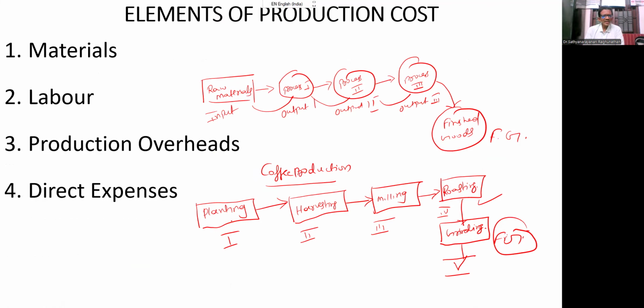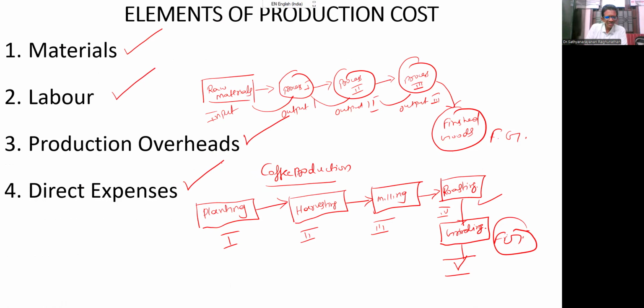So here, elements of production. So here, production cost. There are totally 4 elements of production cost. First one is the materials. Second one is the labor. Third one is the production overhead. Fourth one is the direct expenses.